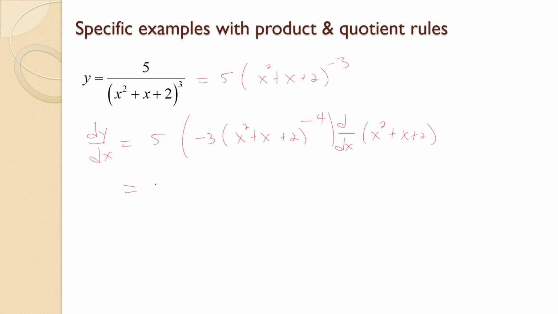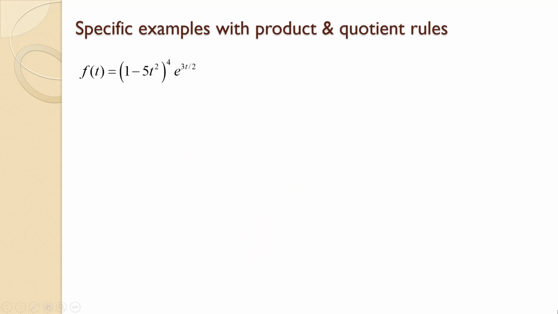That then is 5 times negative 3 times x squared plus x plus 2 to the negative 4 power. And that's multiplied to the derivative of x squared is 2x, and the derivative of x is 1. So you just multiply the 2x plus 1. Now you go back and just clean it up. So the final answer would then be a negative 15 multiply the 2x plus 1. I would not multiply that. I would not distribute that product. And that's divided by x squared plus x plus 2 to the 4th power, because we don't leave negative exponents in our final answer.